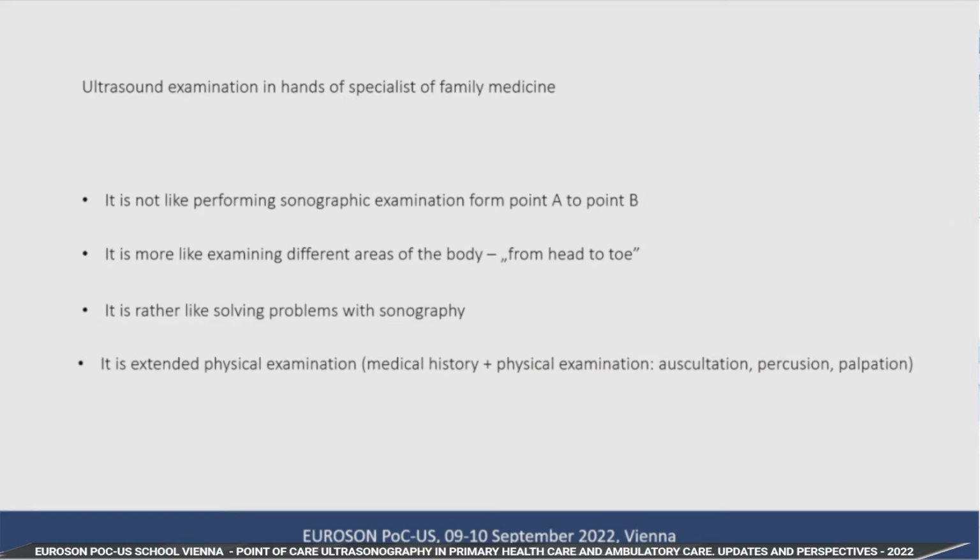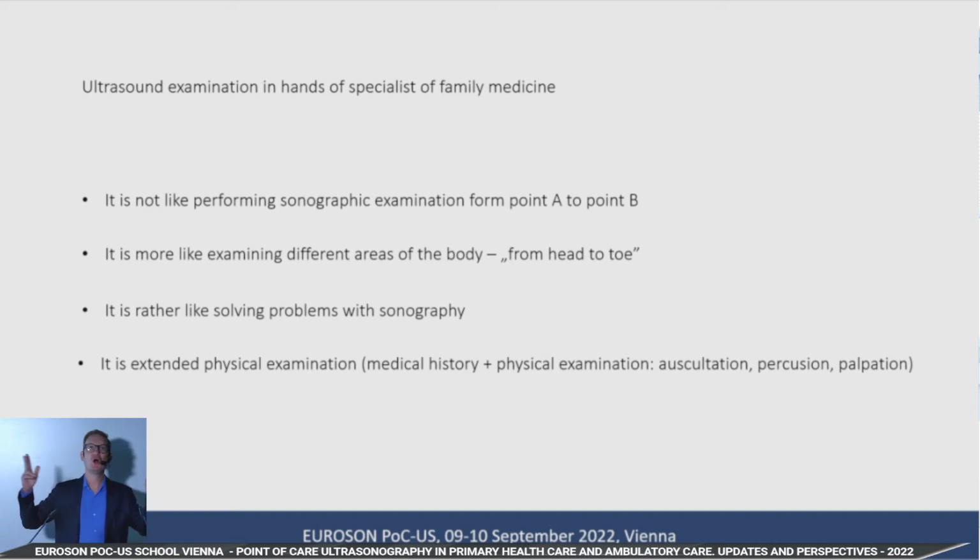Well, ultrasound examination in hands-on family medicine is not like performing from A to B, like the whole abdomen, because if somebody has a pain in the right upper quadrant, maybe it is interesting that he has a cyst in the spleen, but not at this particular moment. We need to deal with the problem that we have. It's more like examining different areas of the body, as you said, gallbladder, liver, lung. It's rather like solving problems with sonography. It's like an extended physical examination.